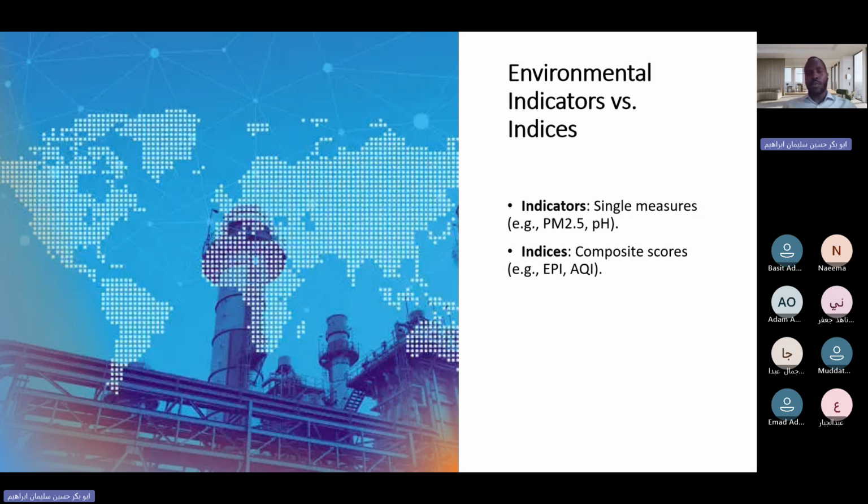The indicators include the activities that you are going to do. Inside those activities, they can measure whether you are doing good things or not. This is called a single measurement. When we mention the word indicators, it means a single measurement.